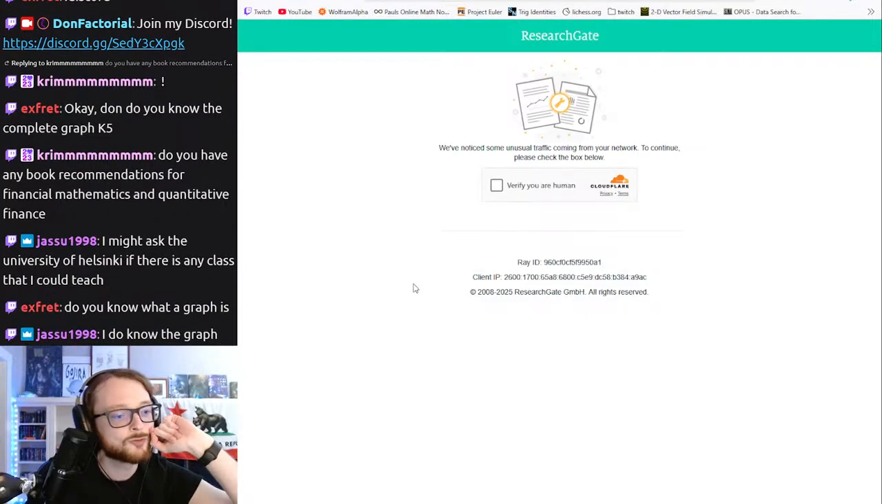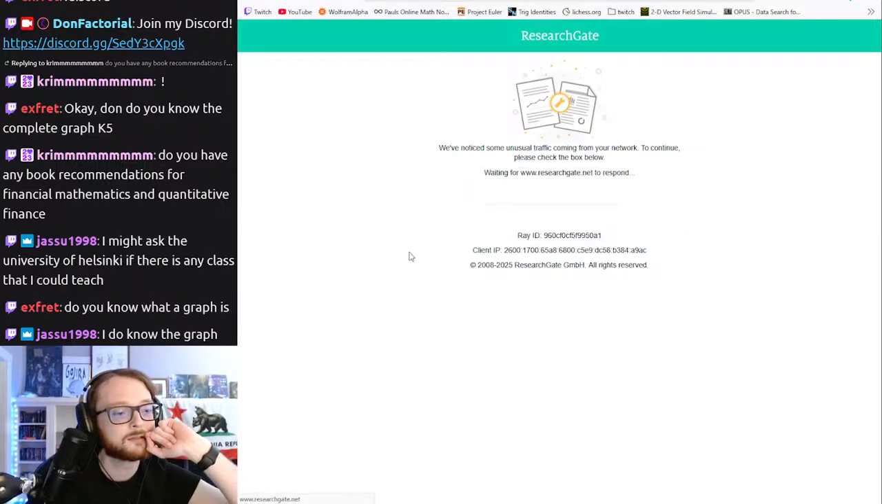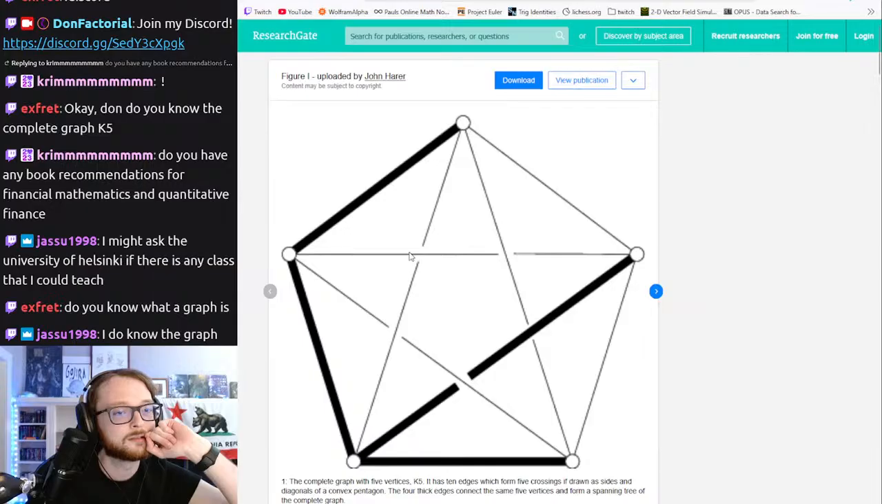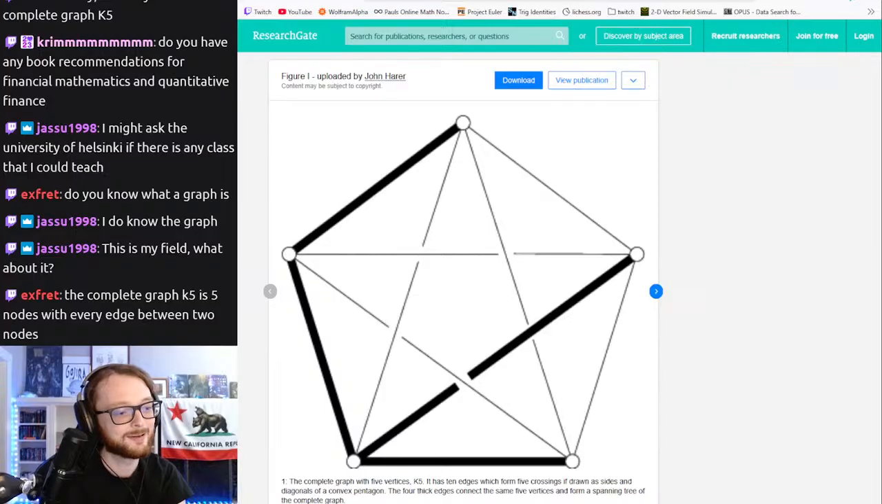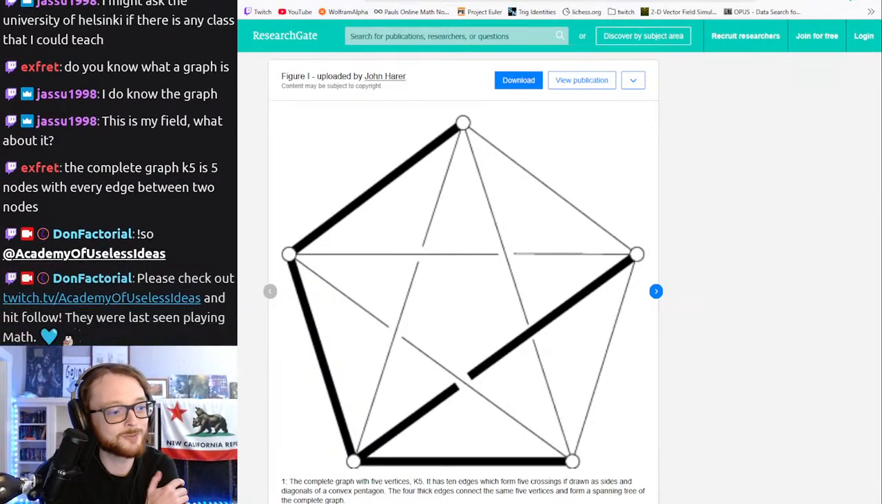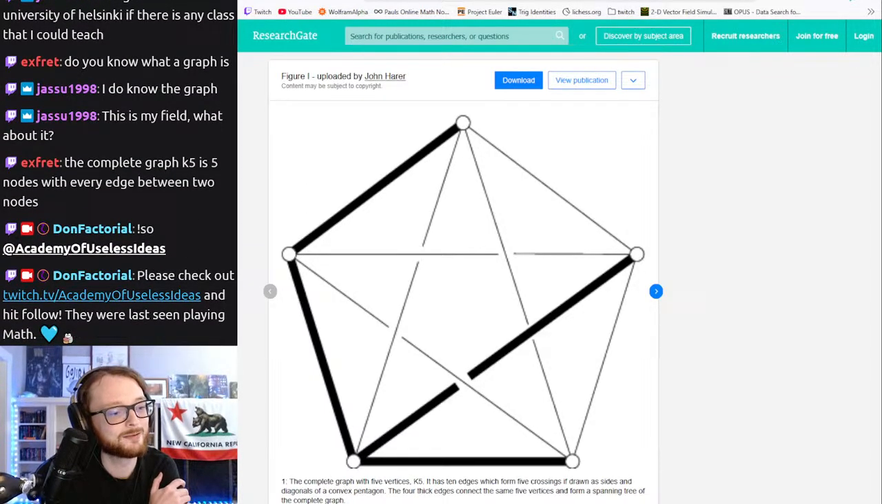Recommendations for financial mathematics and quantitative finance. No. Slim might know? Because he's done some financial math on his stream. I never read a financial math book though, so I'm not sure.